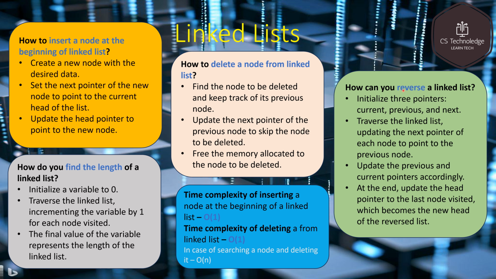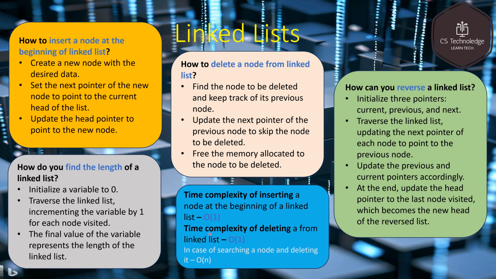Coming to the next question, how can you reverse a linked list? Initialize three pointers: current, previous and next. Traverse the linked list, updating the next pointer of each node to point to the previous node. Update the previous and current pointers accordingly. At the end, update the head pointer to the last node visited, which becomes the new head of the reversed list.